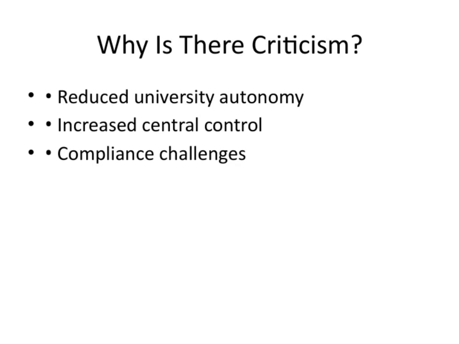So, one of the main criticisms we see relates to reduced university autonomy. Essentially, universities are experiencing less independence in making their own decisions, which can impact their ability to innovate and tailor their programs to specific needs. This decline in autonomy often comes with increased central control, meaning that authorities or governing bodies are exerting more influence over university policies and operations. While some level of oversight is necessary, too much central control can stifle creativity and responsiveness at the institutional level.